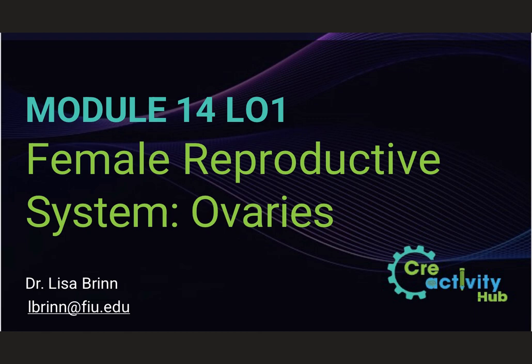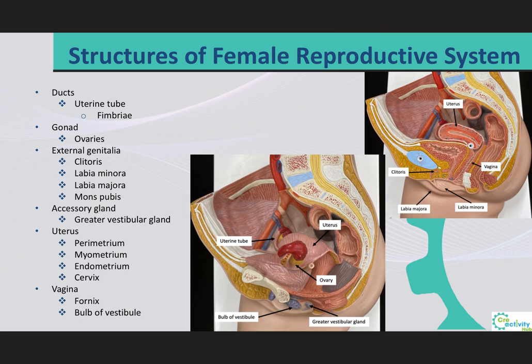So let's get started. The main structures of the female reproductive system are listed here. The female oocytes form in the ovaries, and these are going to be your gonads. They then leave the ovaries and are captured by these finger-like projections known as fimbriae, as they make their way into the uterine tubes, which can also be called fallopian tubes, where they will travel all the way to the uterus. In the uterine tubes is where fertilization usually occurs, meaning that this oocyte might meet a sperm and be fertilized by it to produce an offspring.